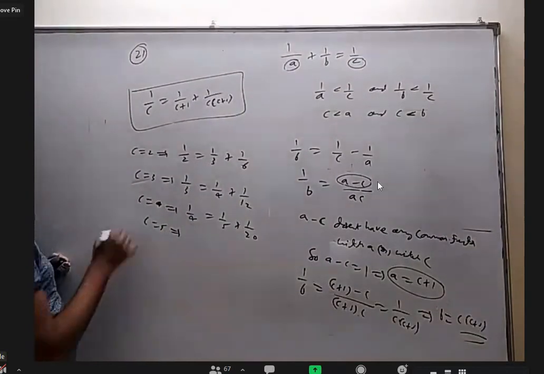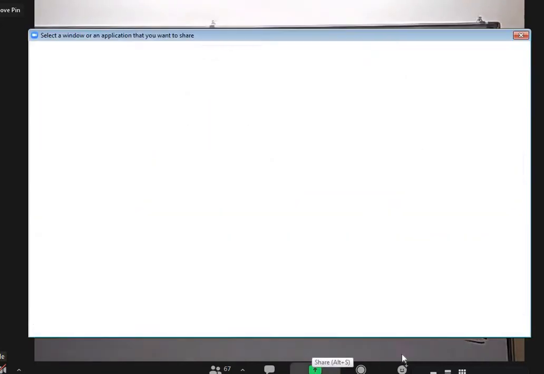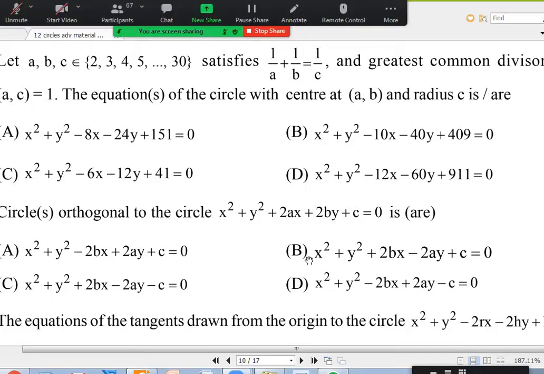I think I can take C equal to 1. Do I have 1? I don't have. So I have 30. So if I take C equal to 5, I have 1 by 5 is equal to 1 by 6 plus 1 by 30. So that will give us that A and B are our center and C is the radius every time. We can find all the answers.